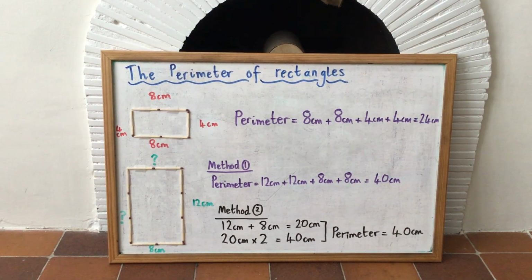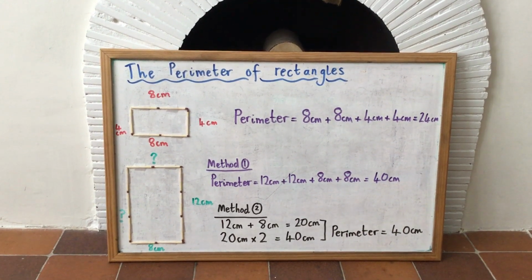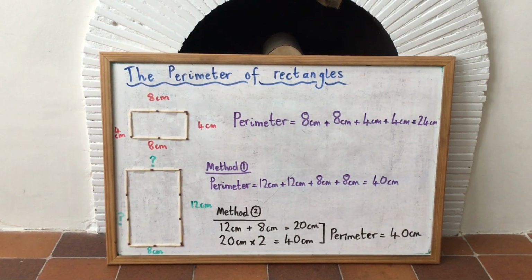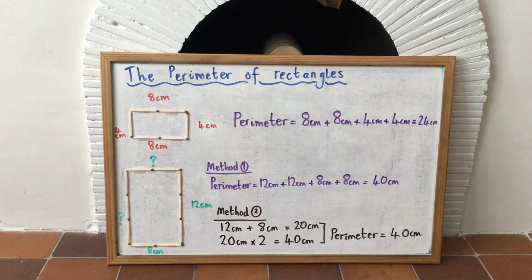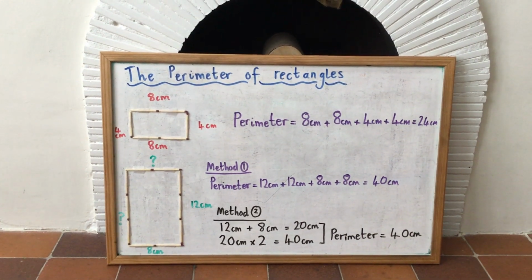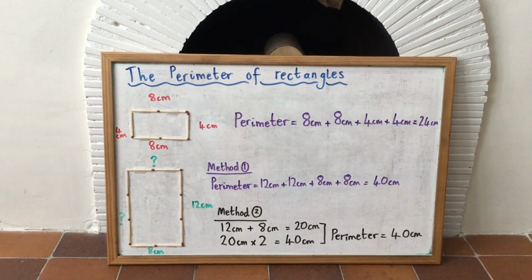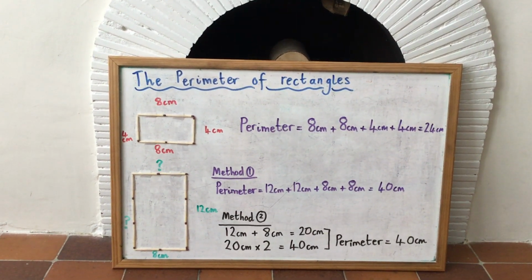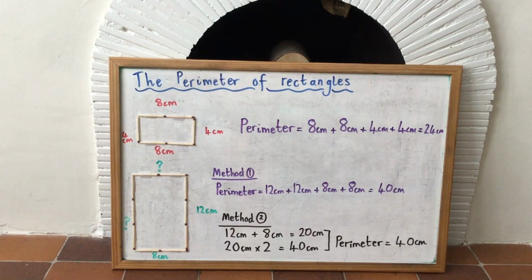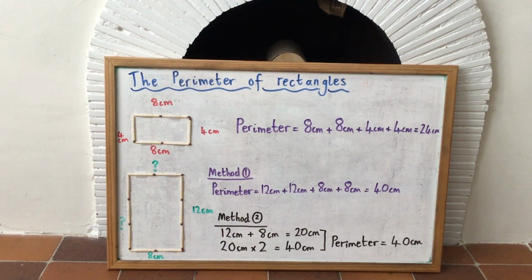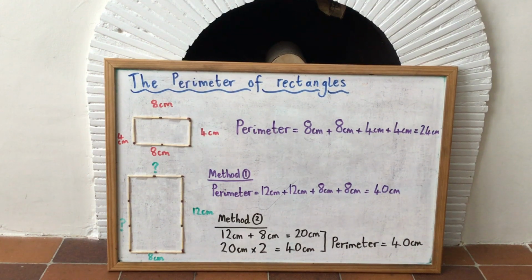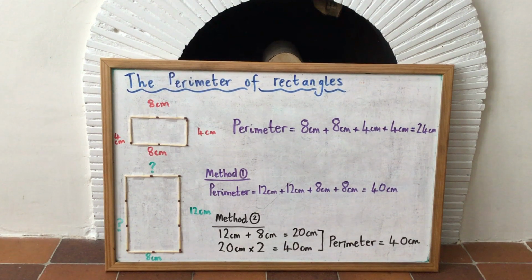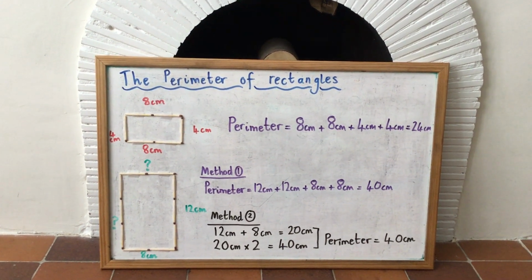The other way to do it is to add up the two lengths that we have been given, so the 12 centimetres and the 8 centimetres, which gives us 20 centimetres, and then to times that 20 centimetres by 2, because we know that there are actually two lengths that are 12 centimetres and two lengths that are 8 centimetres. So if you do your 20 centimetres times 2, you will still get your 40 centimetres, showing that the perimeter of this rectangle is 40 centimetres.